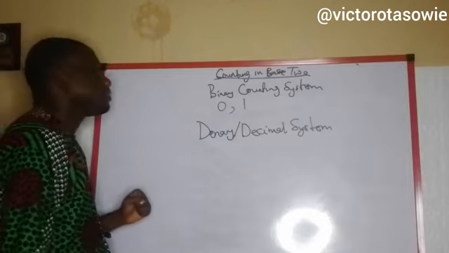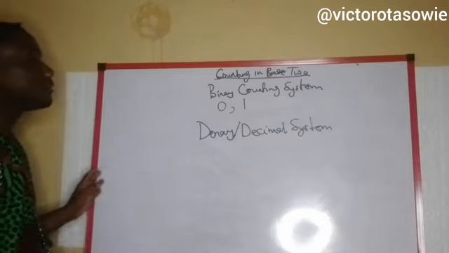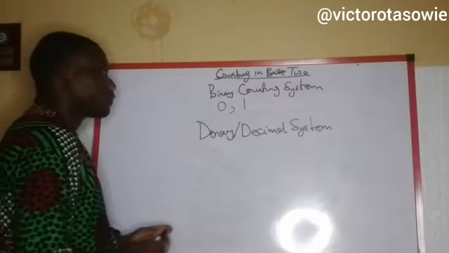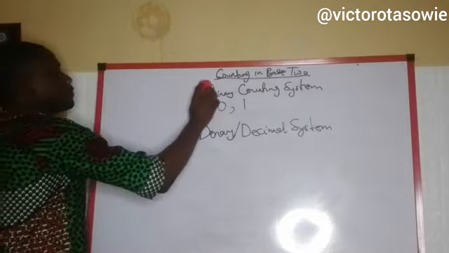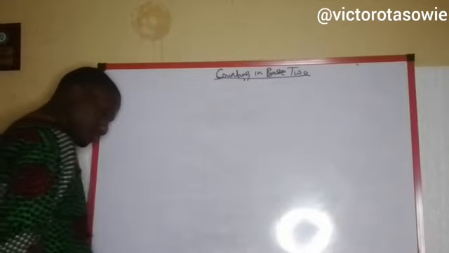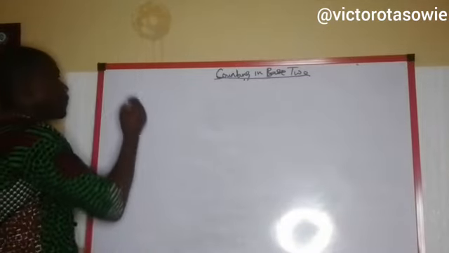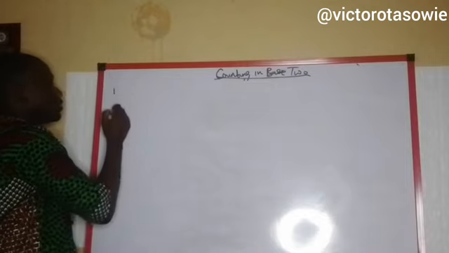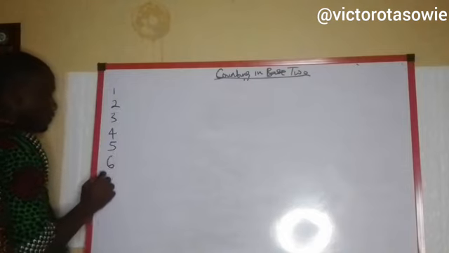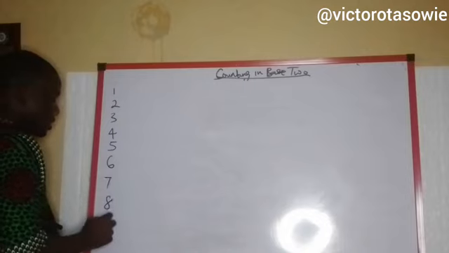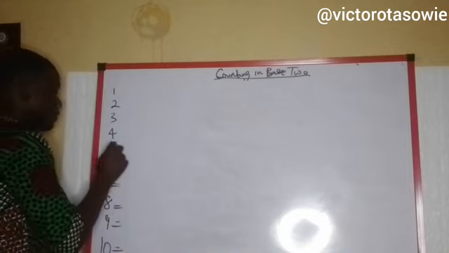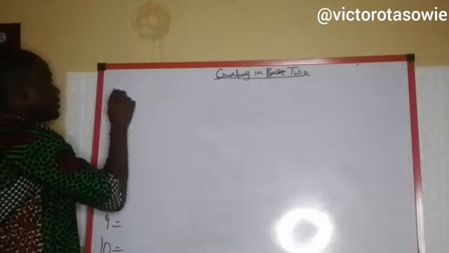Now, the next thing is, what do you mean by denary? What do you mean by decimal? How can I apply this? And this now brings me to the main topic of discussion for today, which is counting in base 2. Now I'm going to write 1 to 10 on the board: 1, 2, 3, 4, 5, 6, 7, 8, 9, 10.